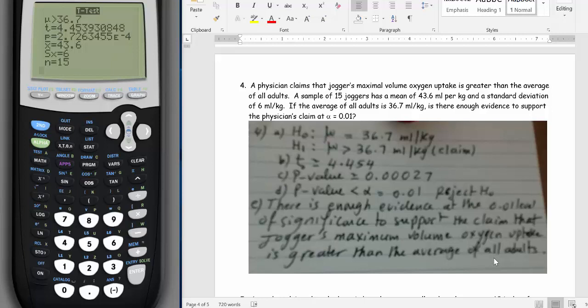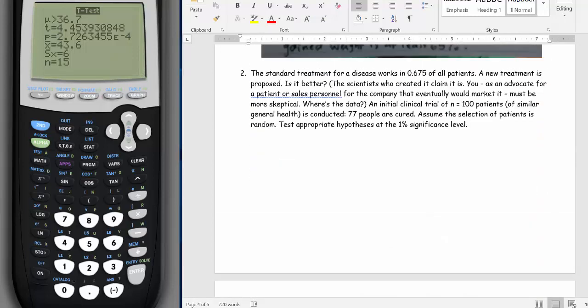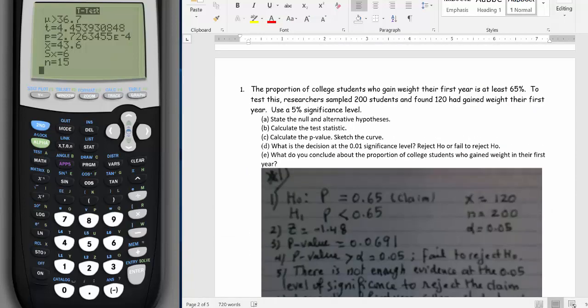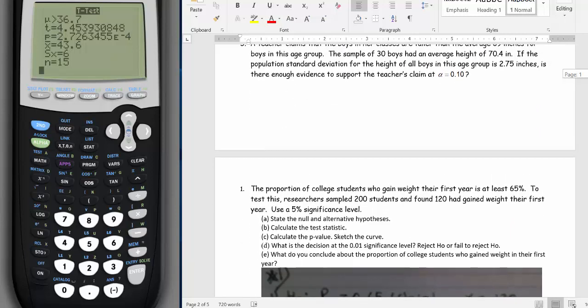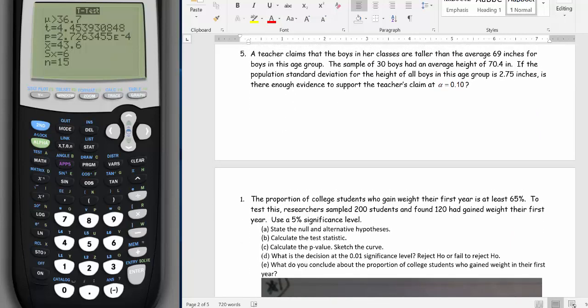Okay? We're going to go to the last question, number 5. That should be a very good summary, guys, for everything you're doing here. Number 5. A teacher claims that the boys in her classes are taller than the average 69 inches for boys in this age group. So the claim is the mean is greater than 69. So it's going to go in the alternative hypothesis because it's a greater than sign.